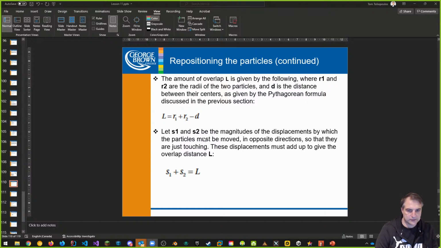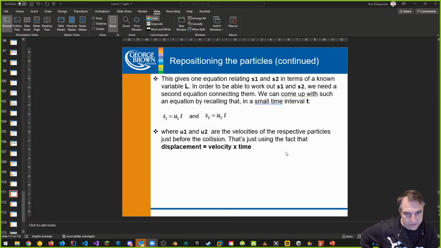Let's set S1 and S2 to be the magnitudes of the displacements by which the particles must be moved back in opposite directions so that they are just touching. These displacements must add up to the given overlap distance L. So S1, the displacement of the first particle, plus S2, the displacement of the second particle, must be equal to the total overlap. This gives one equation relating S1 and S2 in terms of the known variable L. In order to work out S1 and S2, we need a second equation connecting them. We come up with such an equation.